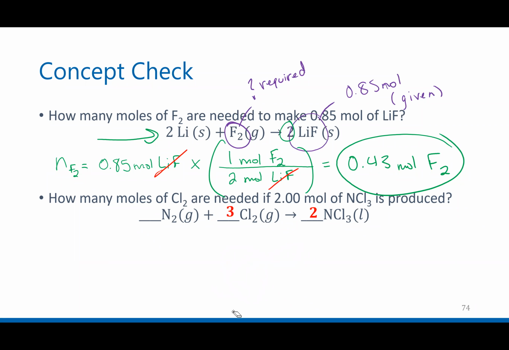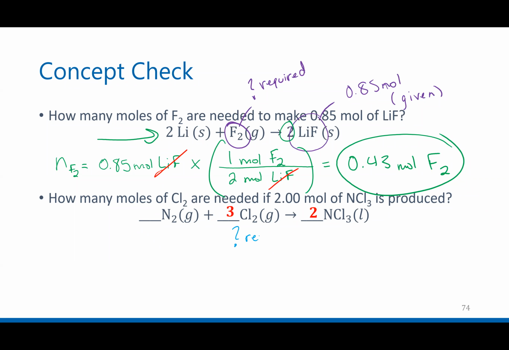Okay, how many moles of chlorine are needed if, okay, this question's worded really weird. It should just be, how many moles of chlorine would you need to make 2 moles of NCl3? That's a much easier way to say it. So how many moles of chlorine gas would you need to make 2 moles of NCl3? Nitrogen trichloride.